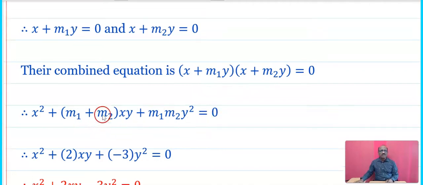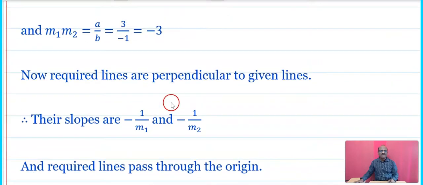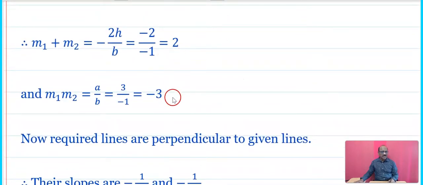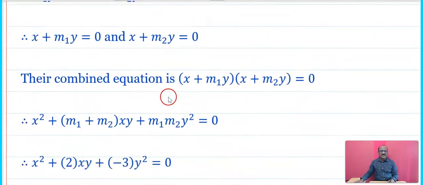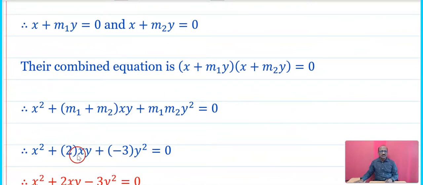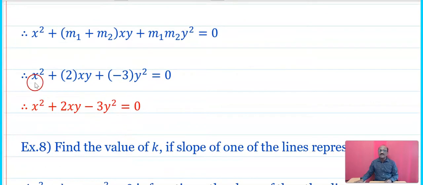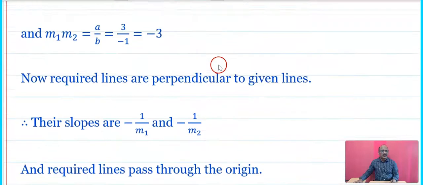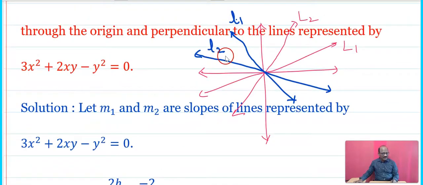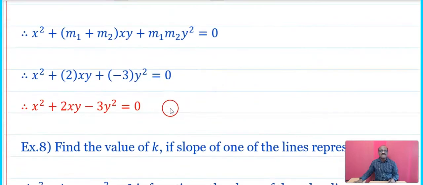Now what is the value of m1 plus m2? We know the value of m1 plus m2 is 2 and m1 into m2 is minus 3. Substitute here, and hence you will get the joint equation of those two lines which are in blue ink. They are perpendicular to our lines, and this is the joint equation: x square plus 2xy minus 3y square is equal to 0.